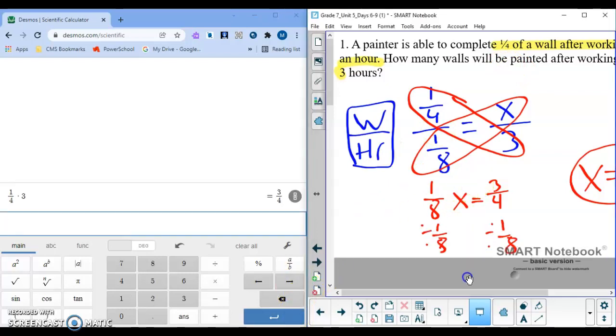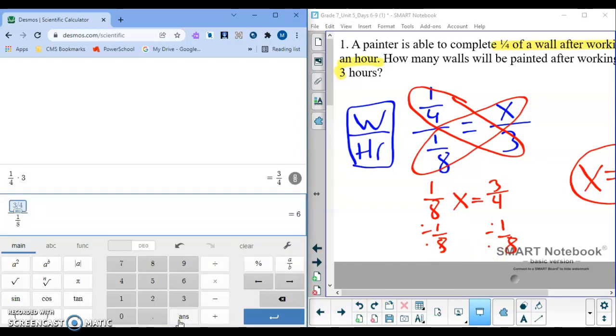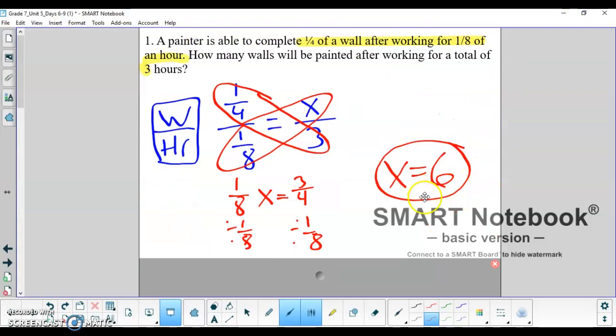From there, I still have to isolate x by dividing each side by 1/8. So I'm going to take my answer, and I'm going to divide it by 1/8. And notice how my calculator gives me a whole number answer, not 24/4. So if you got 24/4, that's great. But remember, on NeoG, if it's calculator active, we need to make sure our answer is in simplest terms. So you should have got 6 for number 1.